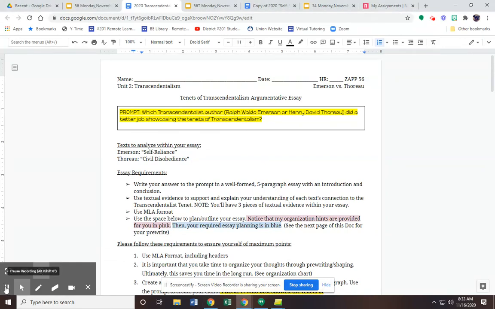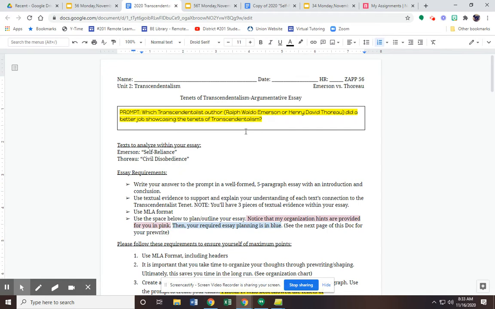Your thesis statement in an argumentative essay is called your claim. That just lets your reader know what you believe. In this case, your claim will answer the prompt. Our prompt is which transcendentalist author, Emerson or Thoreau, did a better job showcasing the tenets of transcendentalism. Remember, we have those 5 core beliefs. Your claim will tell me who you think did a better job, Emerson or Thoreau. That's what you believe.